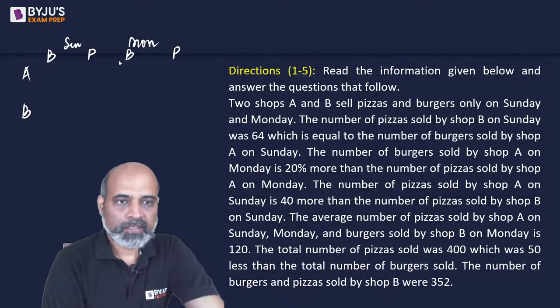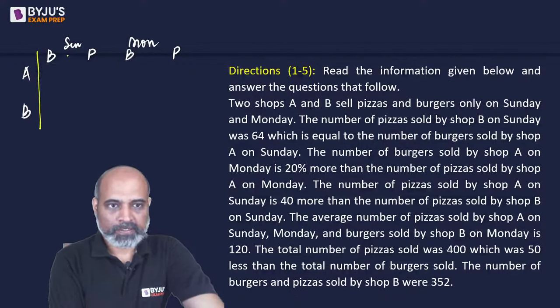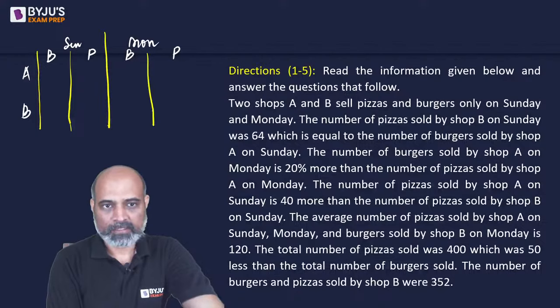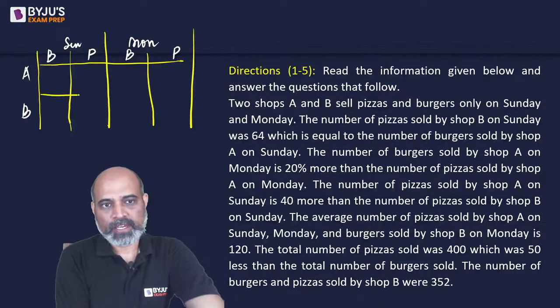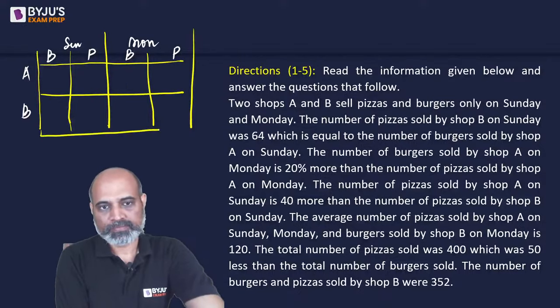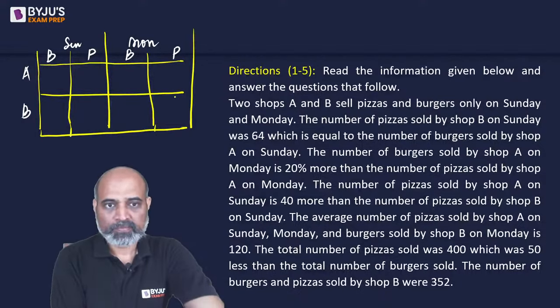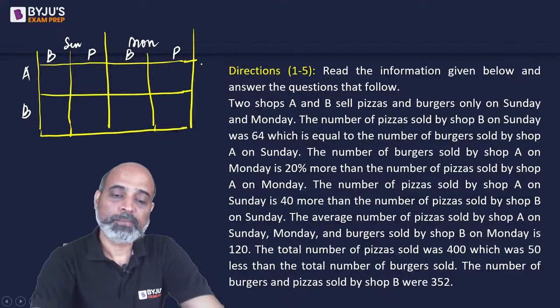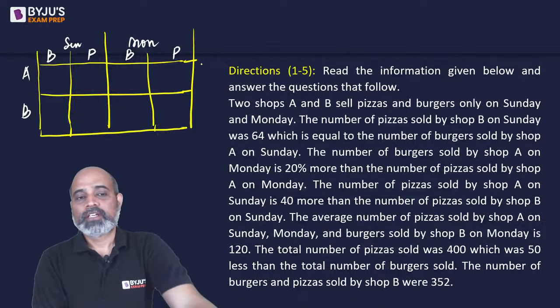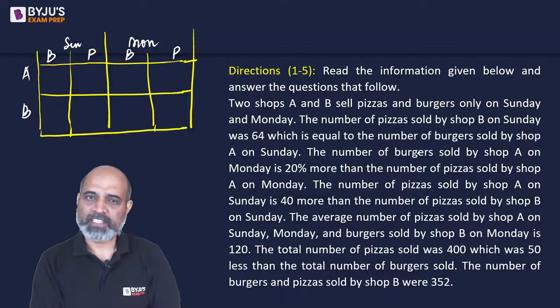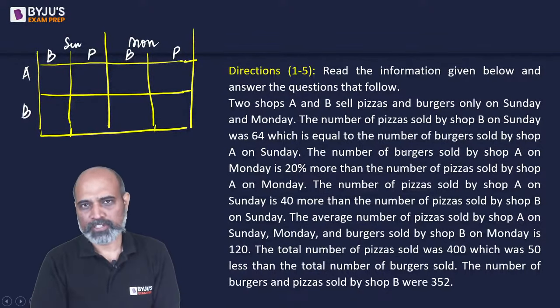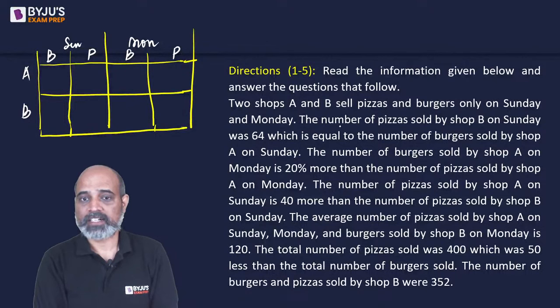Okay, fine. So this is Sunday and this is Monday. Burgers and pizzas for A and burgers and pizzas for B. Right? This will be the appropriate way of representing this. Let's now start putting in the values or the expressions, whatever is required. So let's start from the beginning.